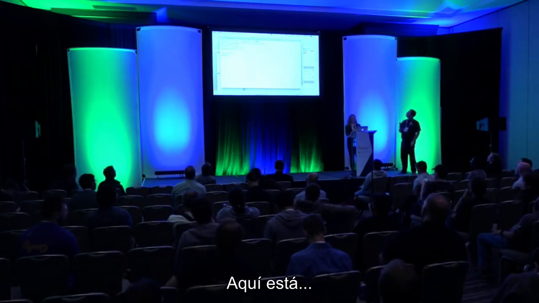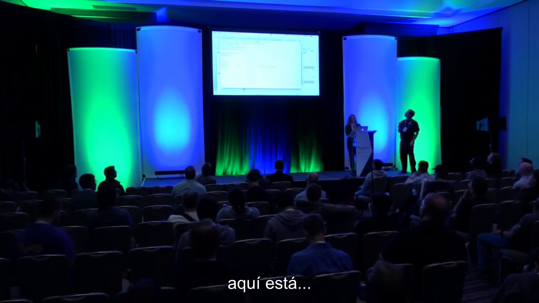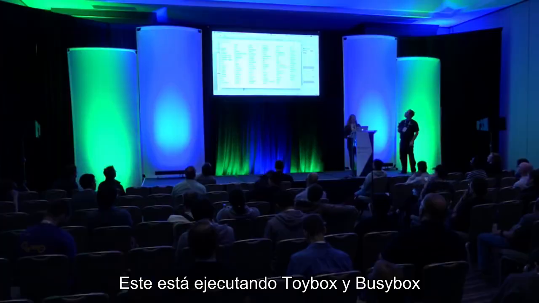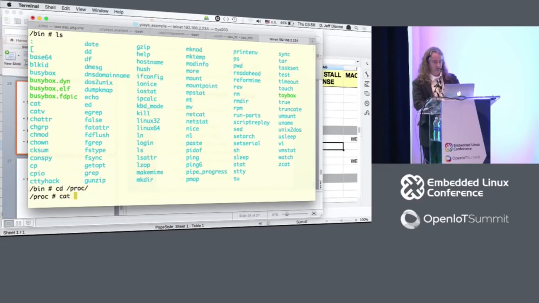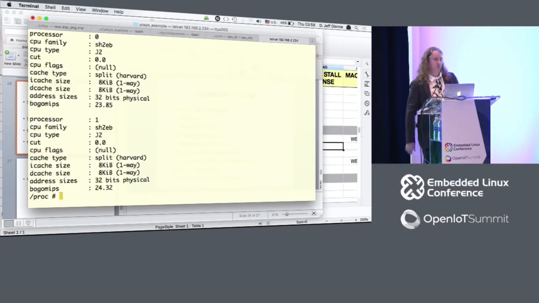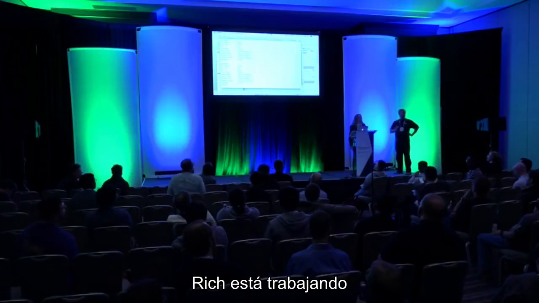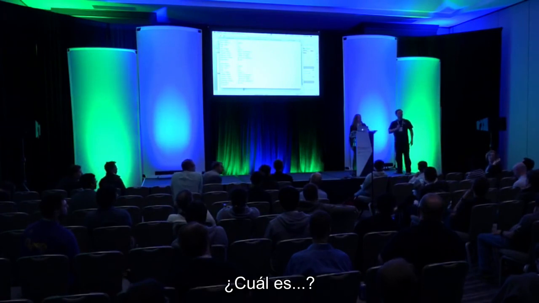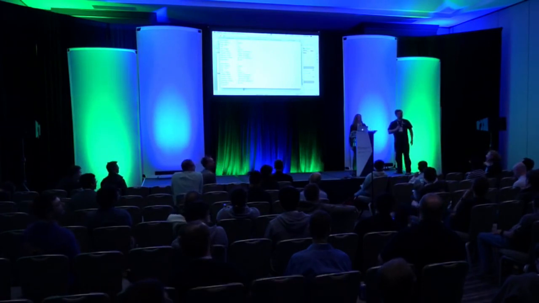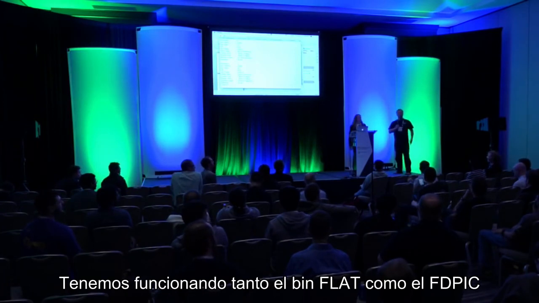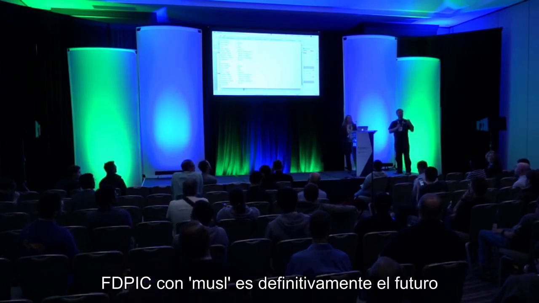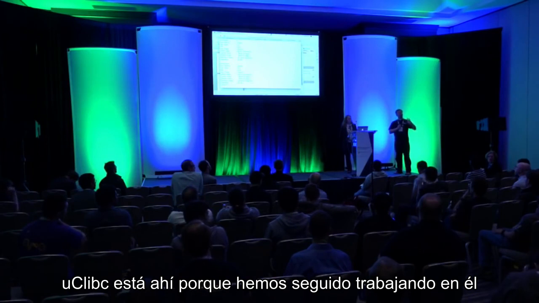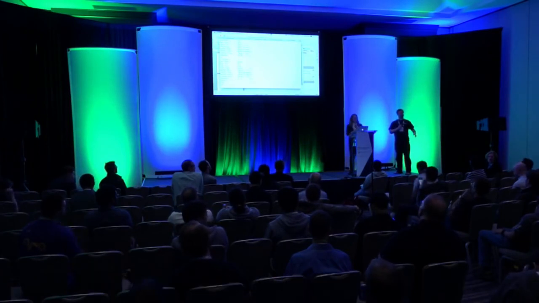So here is this one running Toybox and BusyBox. This is an SMP system, with caches. Is FDPIC working? Yeah, we have both binflat and FDPIC working. Binflat with uClibc, FDPIC with musl. FDPIC with musl is totally the future. The uClibc one is there because we already got it working and haven't killed it.